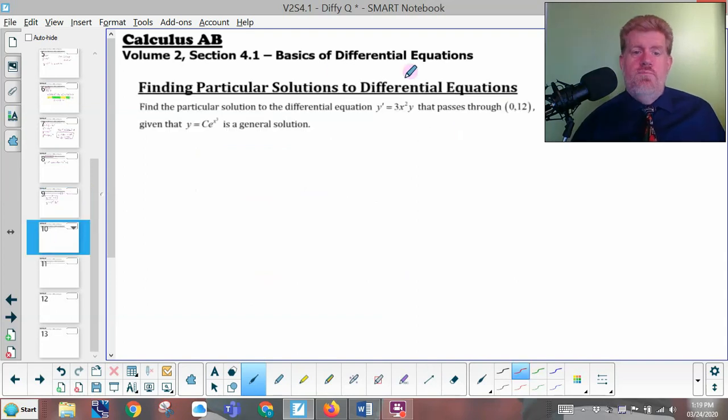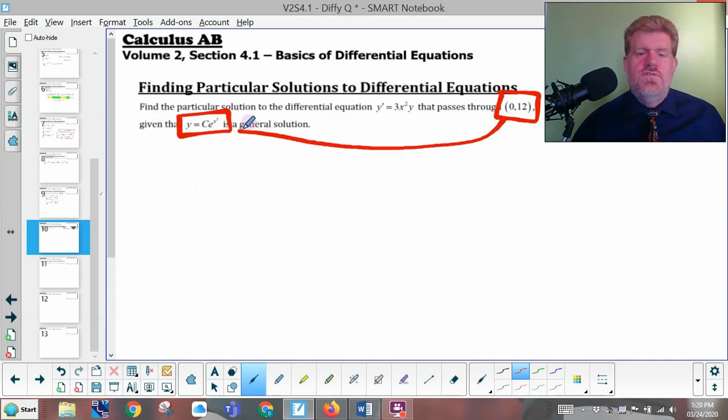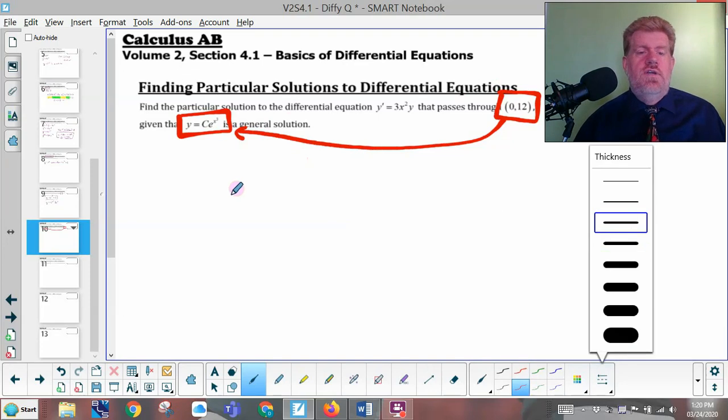Now we're being asked to find a particular solution, which means no general anymore. We're given the general solution, which is really nice. It saves us a lot of work. So if this is our differential equation, and it's passing through the point (0, 12), how do I find the particular solution? Well, I just take the general solution and put that point through it. Because remember, with a general solution, you basically have the graph, but we don't know how far it shifts up or down. That's the C value. Okay. Well, we're going to lock it in at (0, 12). So let's lock that in and see what we got.